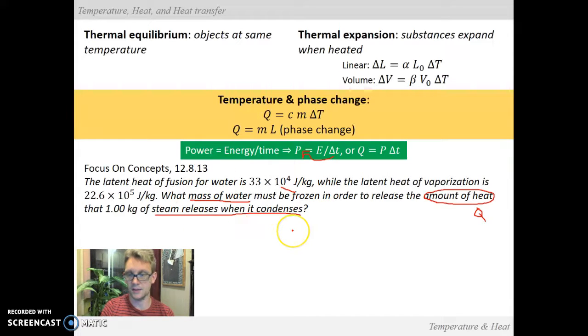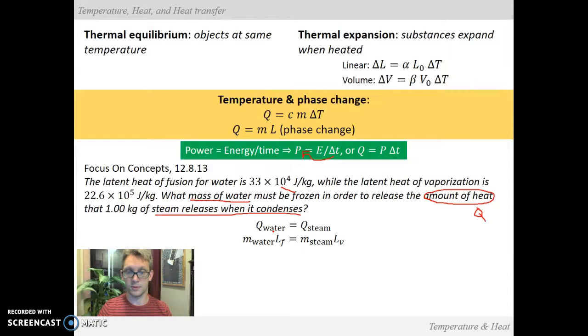So we know that we're looking for mass, but we're looking for an equivalent amount of heat in both of these situations. So we're looking for the Q of the mass of water that is being frozen, and the Q that steam releases when it condenses. So we can write this. We're looking for the Q that's associated with that phase change of water to be equivalent to the energy that is released when the steam condenses.